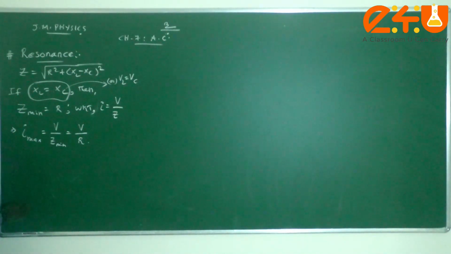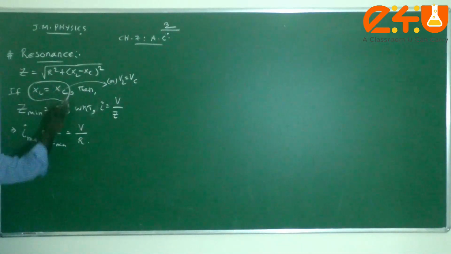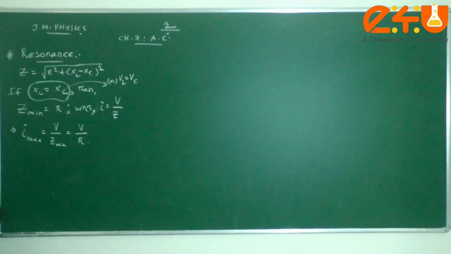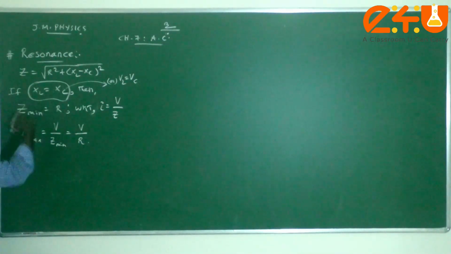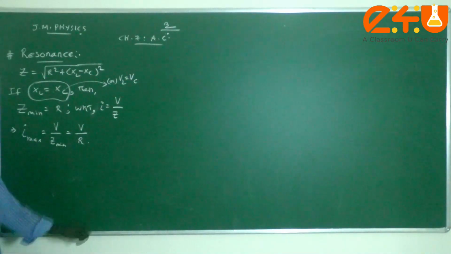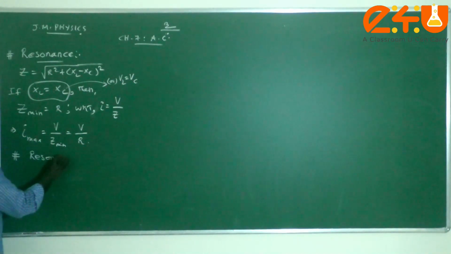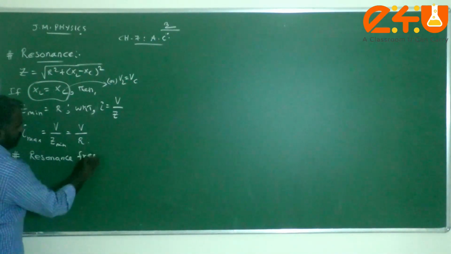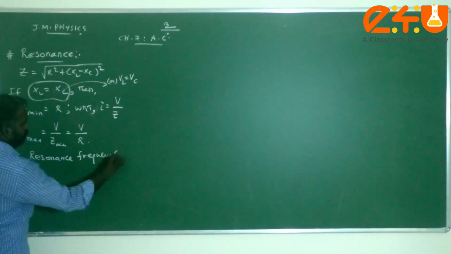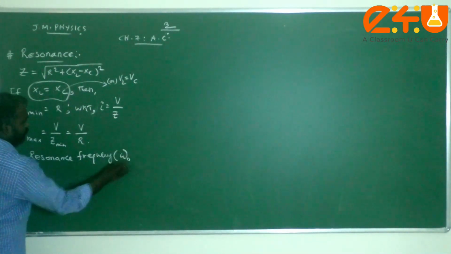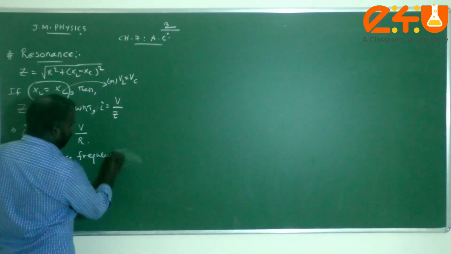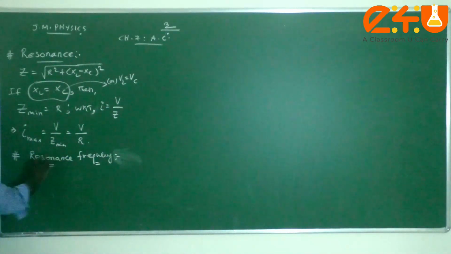Okay, children. So, the current becomes the maximum value. This condition is called resonance condition. So, when Z is minimum by the XL equal to XC condition, then current will be maximum. This condition is called resonance condition. And the next one we are going to find is the resonance frequency. Resonance frequency, we can say, is omega naught or f naught, either the angular frequency or frequency of the circuit.